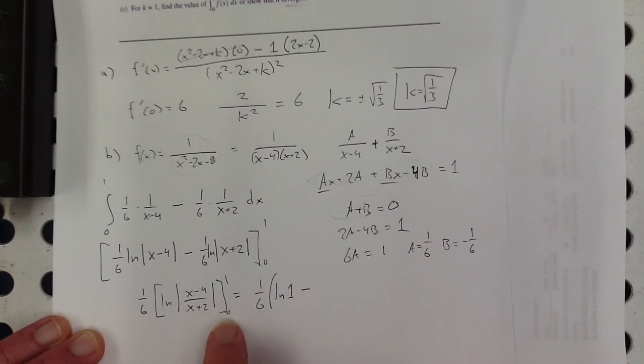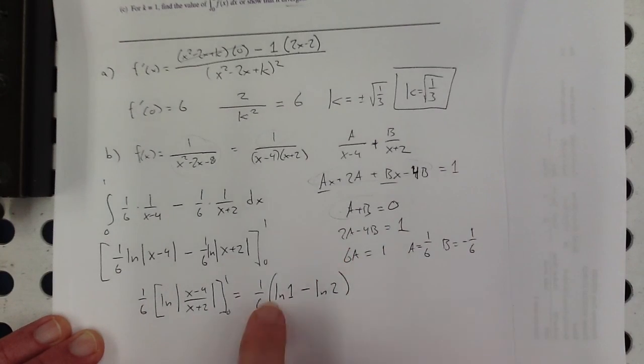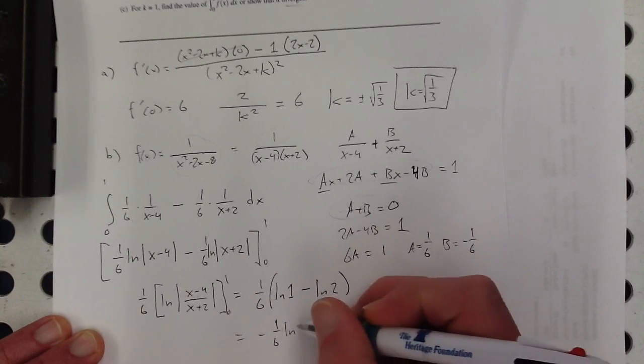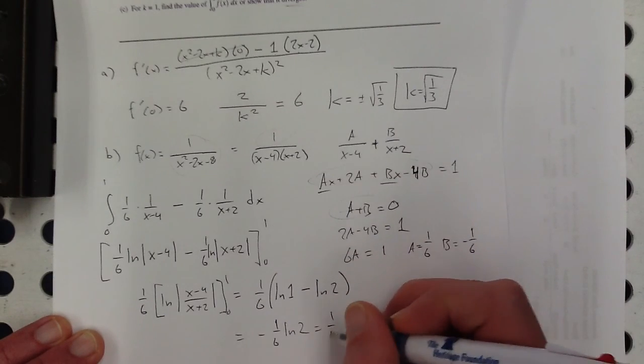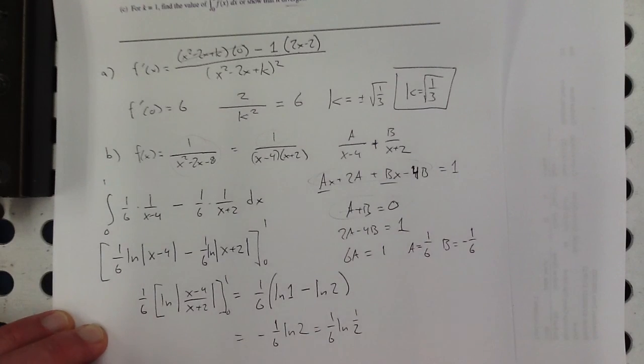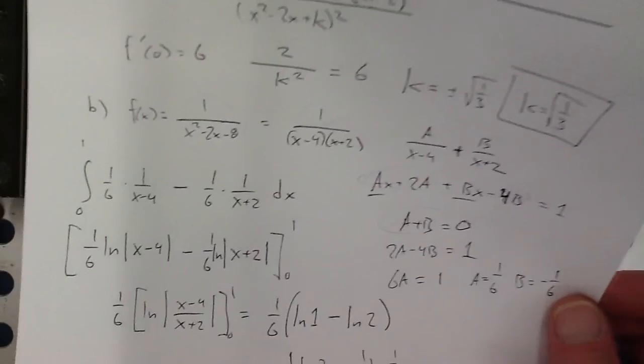And then when I plug 0 in, I get negative 4 over 2, which is negative 2. Absolute value of that is 2. You could also combine those as natural log 1/2, or you could do negative 1/6 natural log 2, or 1/6 natural log 1/2. Those are equivalent to each other. And that's it. That's what you have to do there.